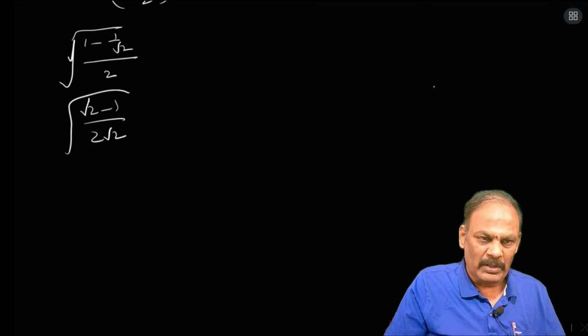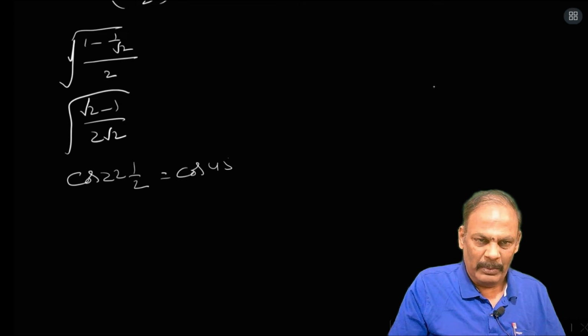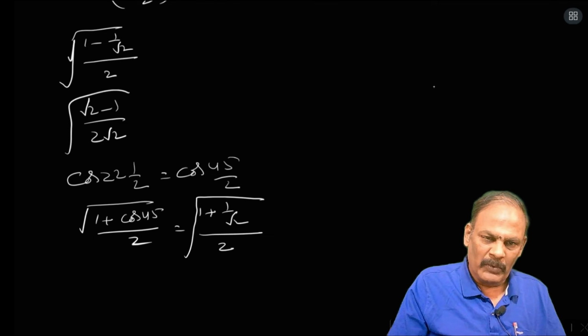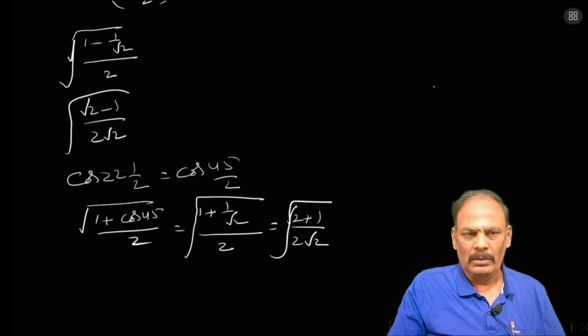Next one, cos 22 and a half. That is cos 45 by 2. Substituting in the formula, root of 1 plus cos 45 by 2, that is 1 plus 1 by root 2 whole by 2. Finding the LCM, root 2 plus 1 by 2 root 2 under root.